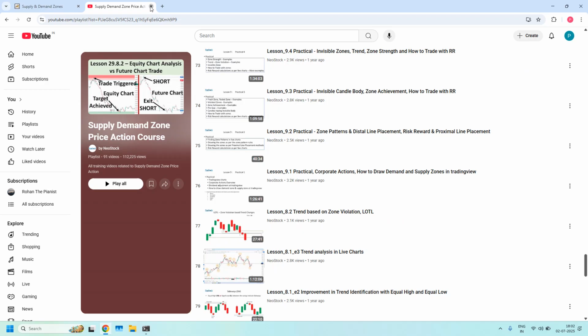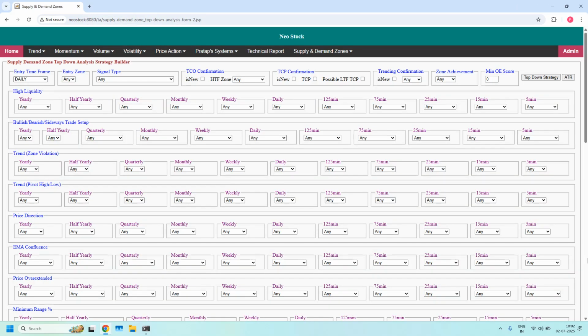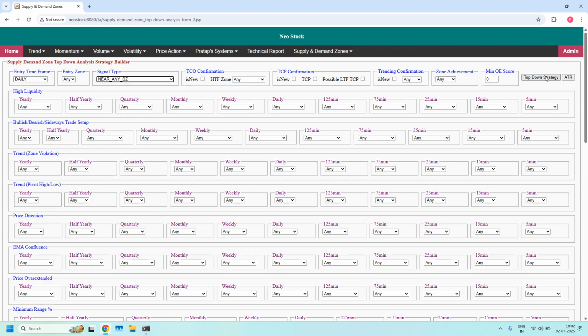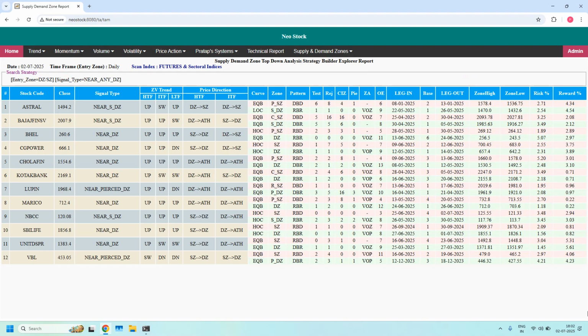Okay, now I am getting into the report generation. First, I am going to generate daily and 75 minutes high liquidity zones for intraday trading as per the training lesson 21.3 video, where I explained the HLQ zone strategy. Okay, first daily time frame, stocks near to the daily demand zone. We got 12 stocks. Let us identify high liquidity daily demand zones from this list.